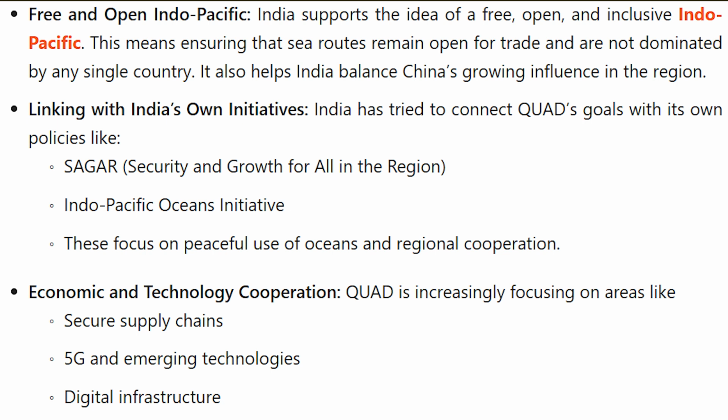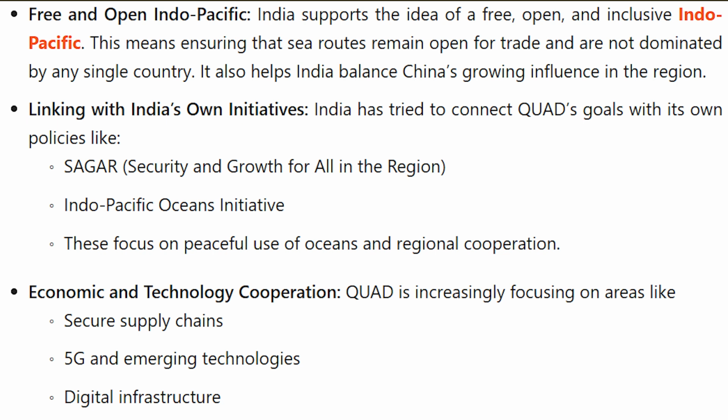Linking with India's own initiatives, India has tried to connect QUAD's goals with its own policies like SAGAR, security and growth for all in the region, and the Indo-Pacific Oceans Initiative. These focus on peaceful use of oceans and regional cooperation.